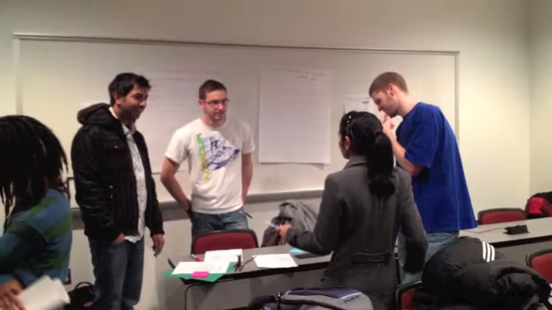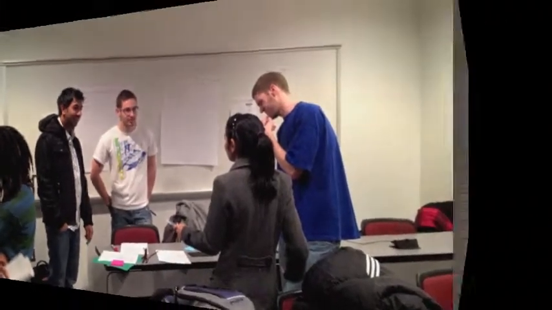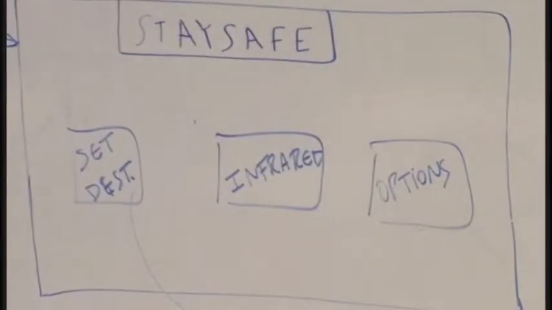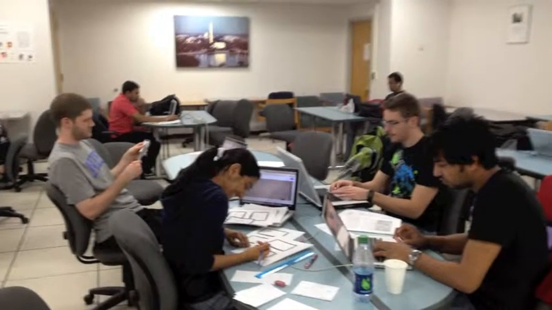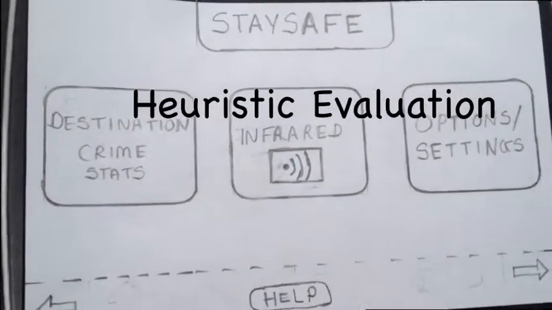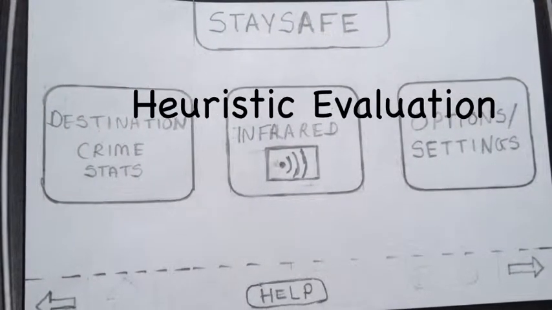StaySafe's goal was to implement a GPS interface with added safety features. We began by sketching out some ideas that we thought were important to include in our design and began building our paper prototypes. We started to do some heuristic evaluations and walkthroughs.